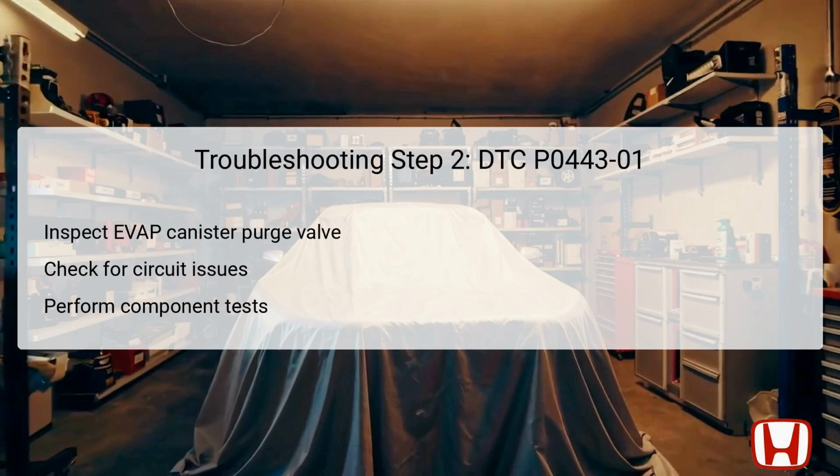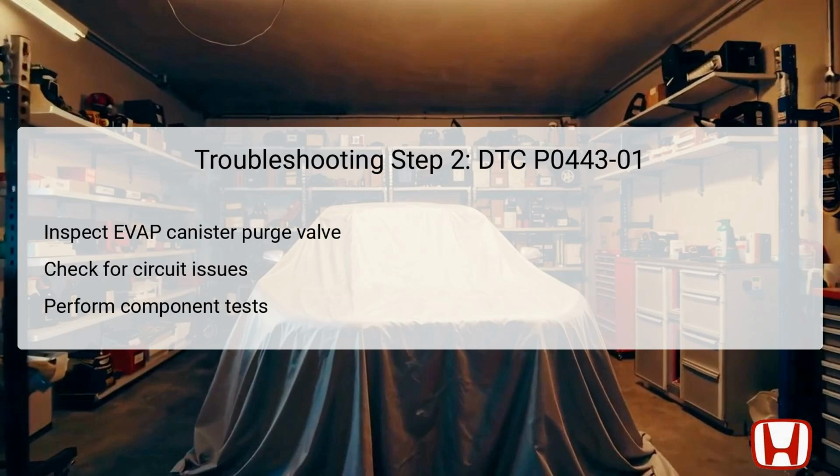The second troubleshooting step involves inspecting the Evaporative Canister Purge valve directly, as well as the corresponding circuits for potential issues. Initially, ensure that the valve connector, typically a 2-pin 2P connector, is securely connected and free from corrosion or damage.